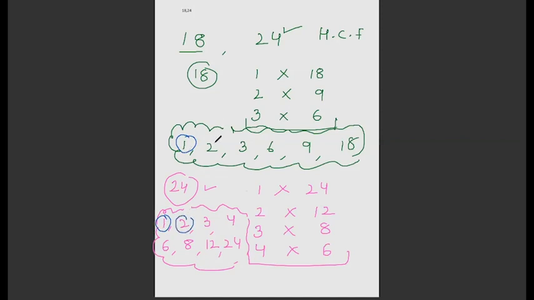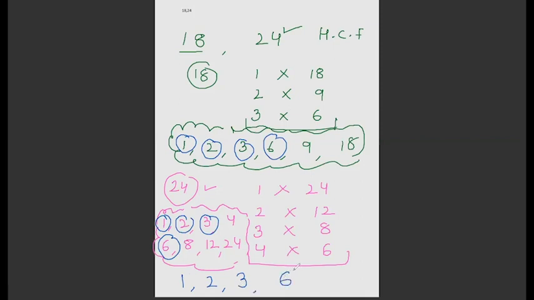2 is present in both the numbers. Yes, 3 is present in both the numbers. Yes, and 6. 6 is present in both the numbers. So these are the common factors: 1, 2, 3, and 6.